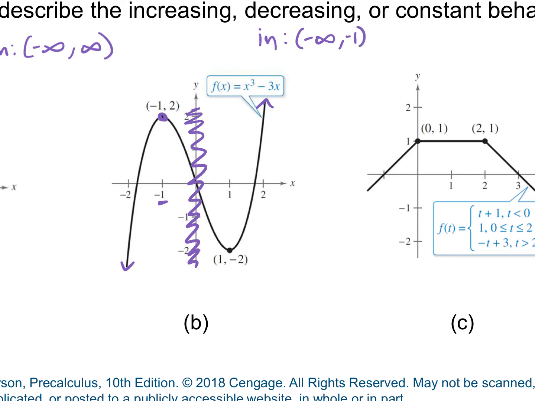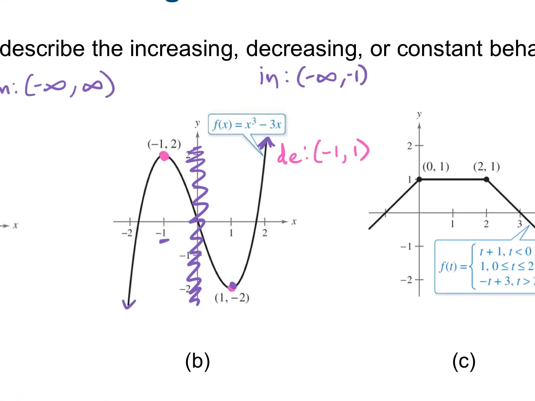Then we start decreasing. So we're decreasing from negative 1 to 1. And then we start increasing again from 1 to infinity. So we assume that this just goes forever in the up and right direction. So we're increasing from 1 to infinity.